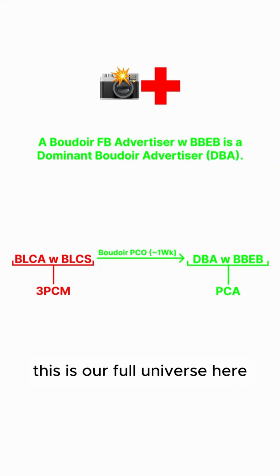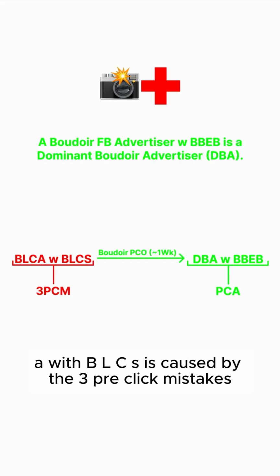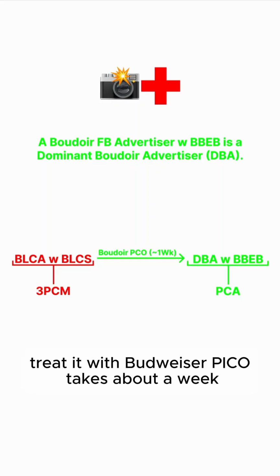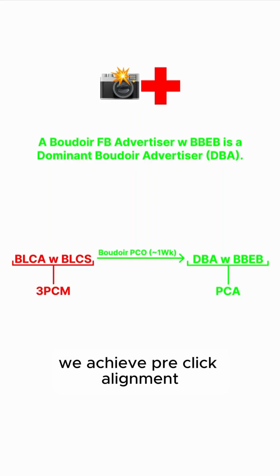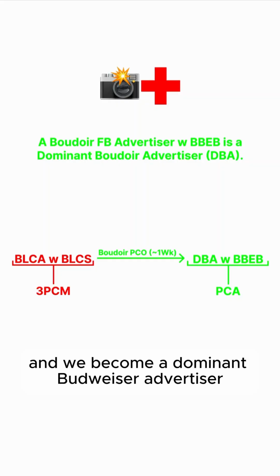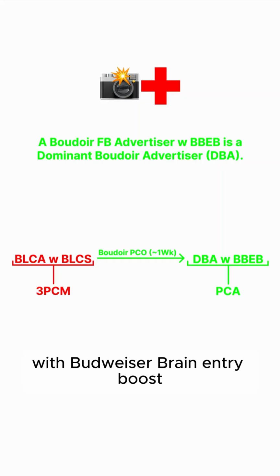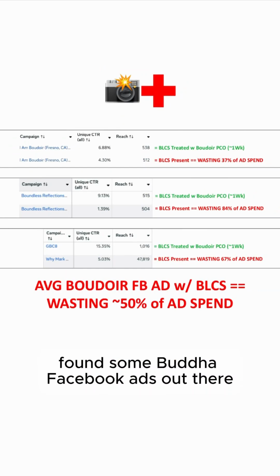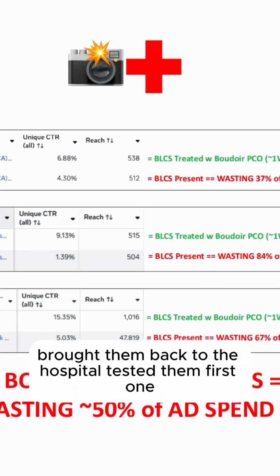So this is our full universe here. A BLCA with BLCS is caused by the three pre-click mistakes. And we treat that, it's easy to treat with Boudoir Pico, takes about a week. We achieve pre-click alignment, and we become a dominant Boudoir advertiser with Boudoir brain entry boost. So from my residency, I found some Boudoir Facebook ads out there, brought them back to the hospital, and tested them.